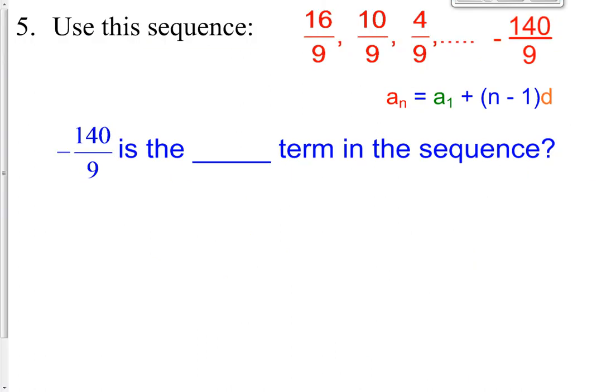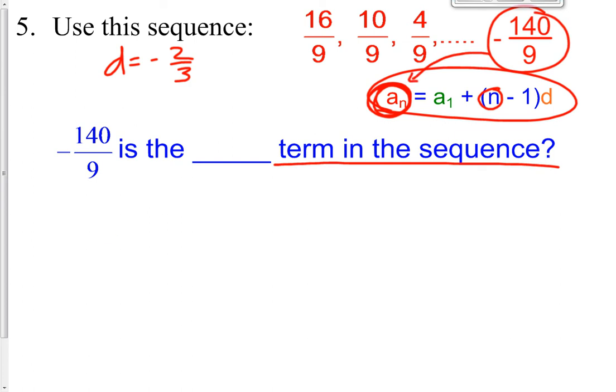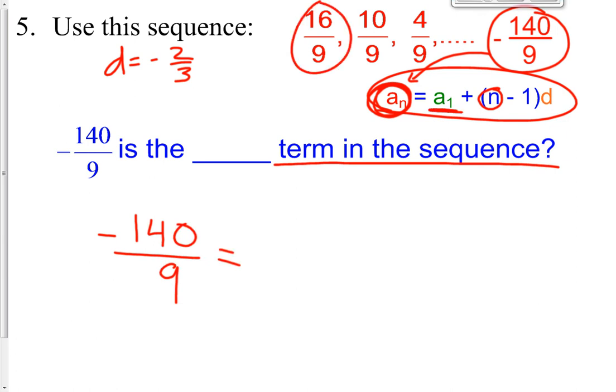Okay, let's get on to another question. Use this sequence, which is the same one that we've been talking about. The common difference here is adding a negative 2/3. So we're going to use this formula right here. What if I have a negative 140/9 as the value? What term is that in the sequence? So I want to find n in this case. I know the value of my last term. The value of my last term is a negative 140 over 9. So that's going to go in right there. That's going to equal the value of my first term. I know that one as well. It's 16/9.